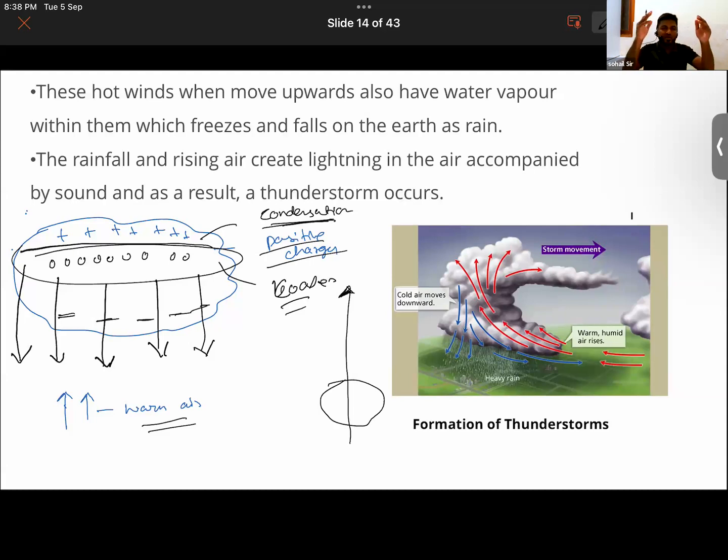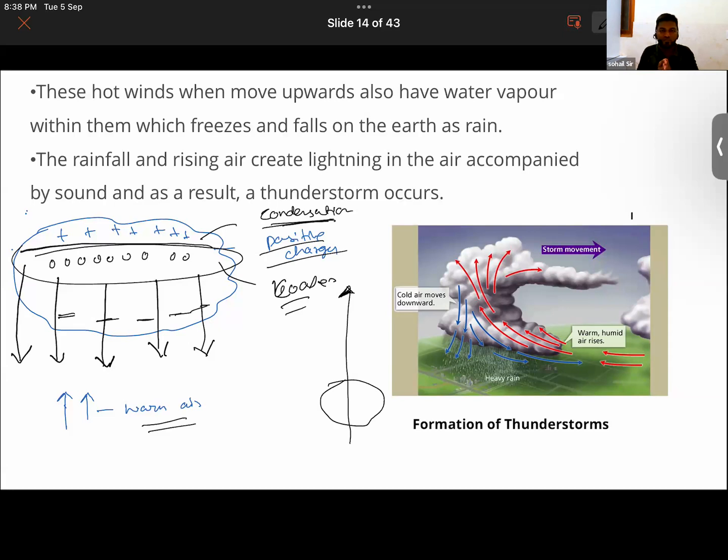The raindrops are coming downwards, and during that time it is basically rubbed against the cloud. So there's a generation of charges. We know whenever there is a rubbing between two particles, there is generation of charges. जब दो substances को हम rub करते हैं, charges की generation होती है.